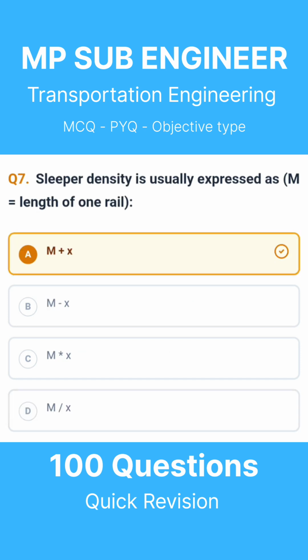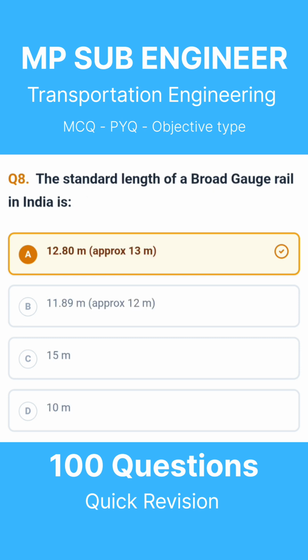Question 7. Sleeper density is usually expressed as m equals length of one rail. The correct answer is m plus x. Question 8. The standard length of a broad gauge rail in India is. The correct answer is 12.80 meters, approximately 13 meters.